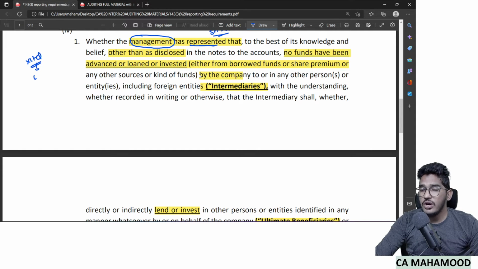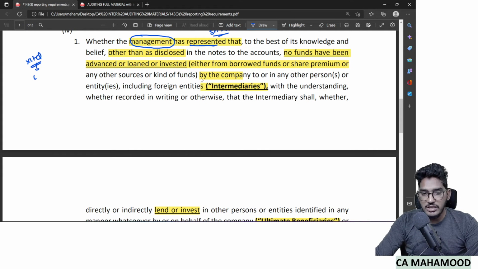been advanced, loaned or invested by the company, either from the borrowed funds or share premium or any other source of funds, to or in any other person or entity, including foreign entity, which we call the intermediary, in our example Y Limited, with the understanding, with a mutual understanding, whether that could be recorded in writing or otherwise. What is that understanding?